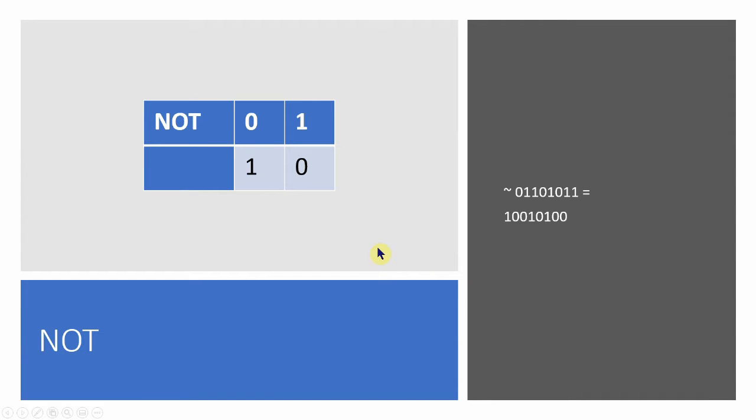And then there's the NOT. The NOT only works on one number rather than the XOR and OR. And you can see it's just inverted all of the bits. So each 1 becomes a 0 and each 0 becomes a 1.